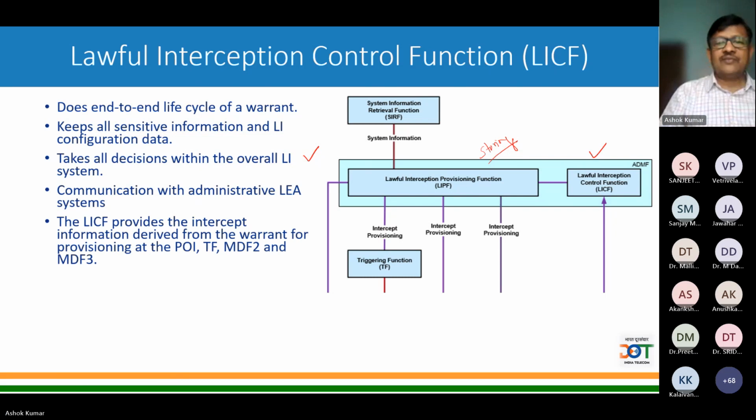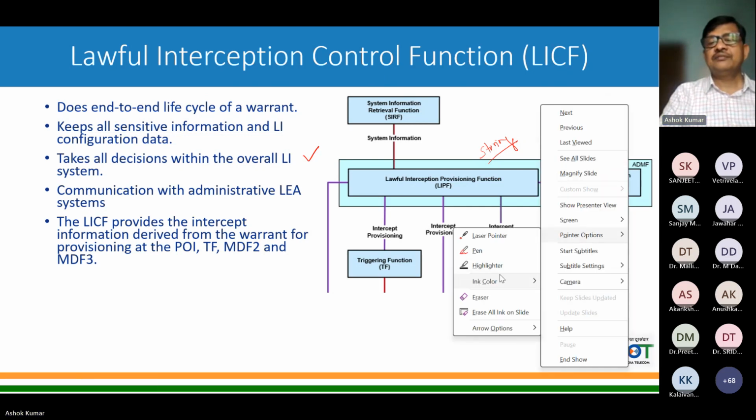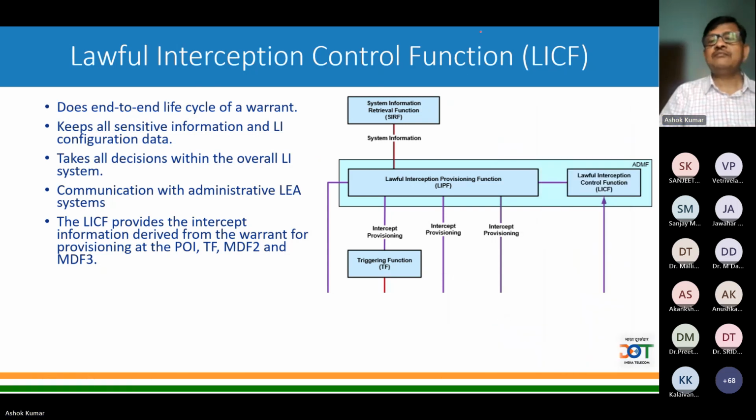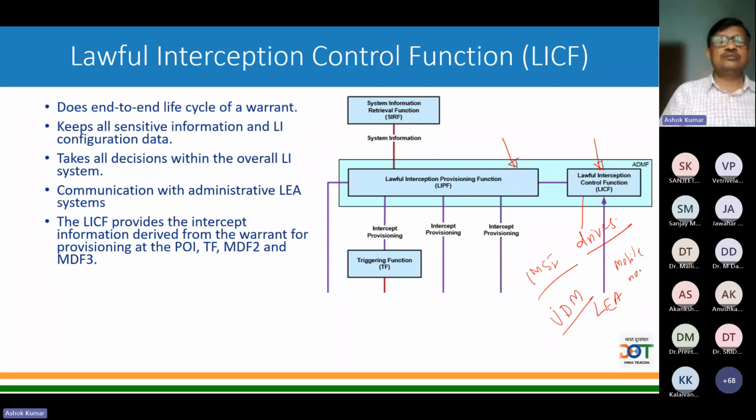What it does is, as I said, provisioning will be done by LIPF, but LIPF would require certain information. LIPF, as I said, cannot store sensitive information, so all sensitive information is here. It is LICF which derives the required information. For example, LEA provides only the mobile number for interception. But as we know, inside the network I require the SUPI. So LICF can derive the SUPI from the mobile number by talking to the UDM, Unified Data Management. So the full control is with LICF.